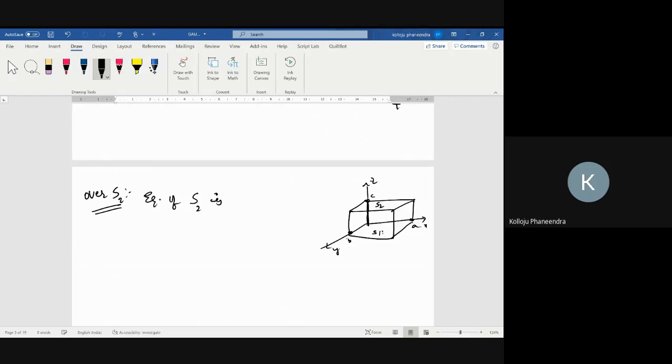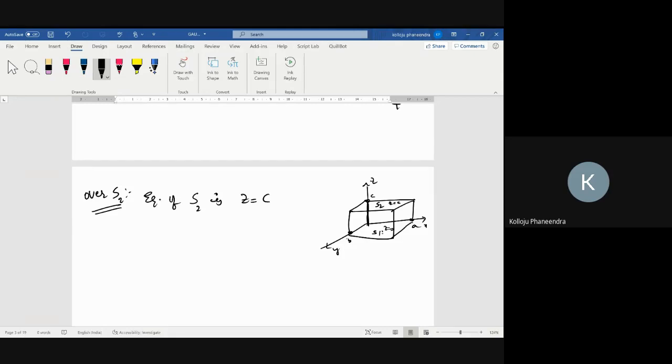The equation of S1 is the XY plane, z equal to 0. So what is the equation of S2? Z equal to C. Equation of S2 is z equal to C. Z equal to C means dz is not required.